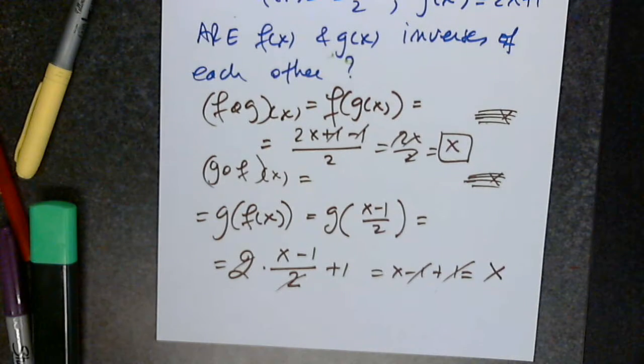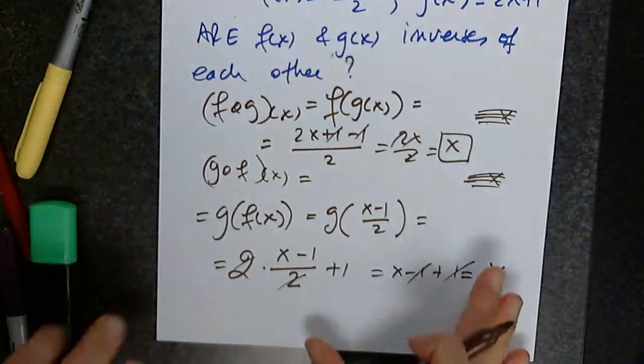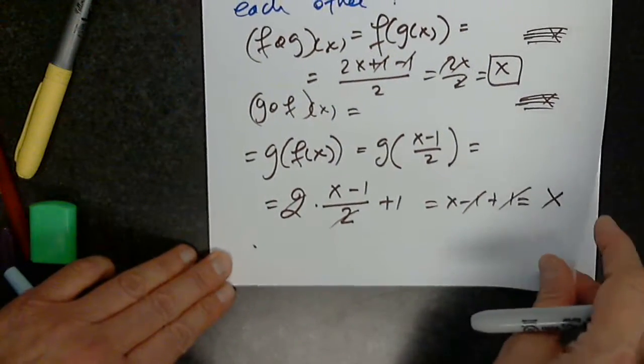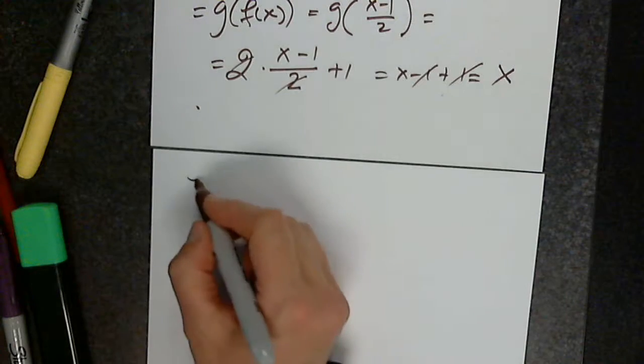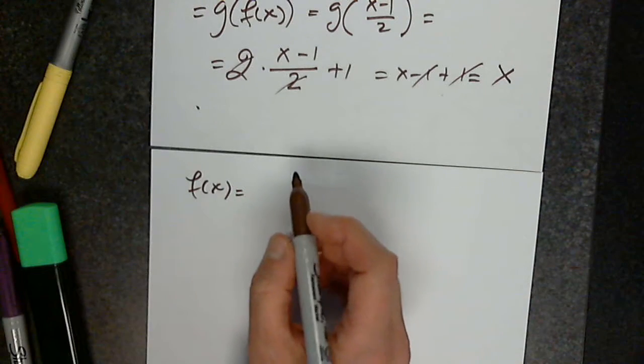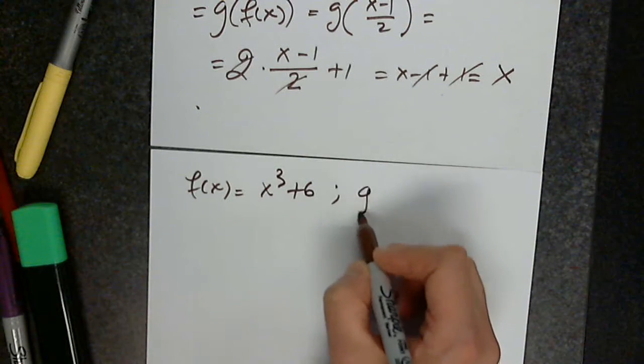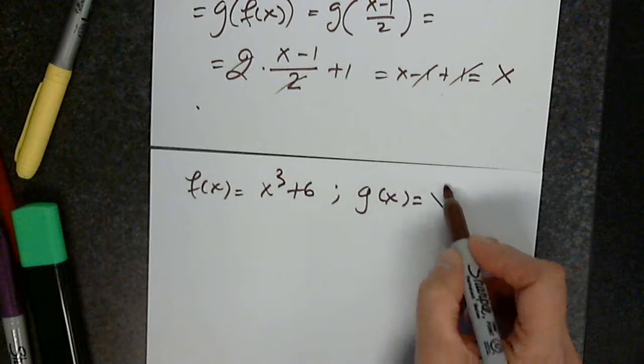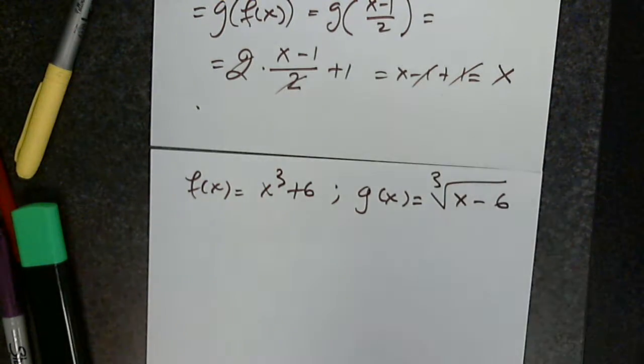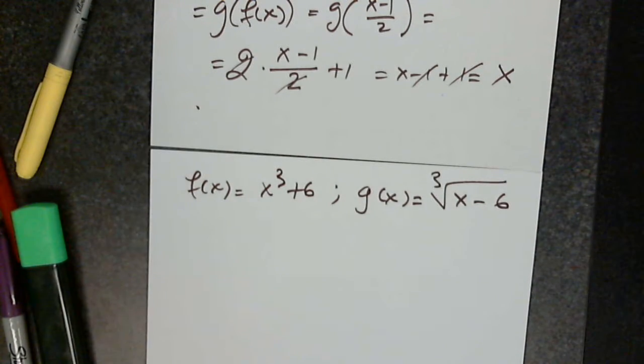Should we work on another example? Perfect. Okay, so let me choose another. Let's say f of x equals x to the third plus 6, and g of x equals the cube root of x minus 6. We're asked to show whether they are or they are not inverses of each other.